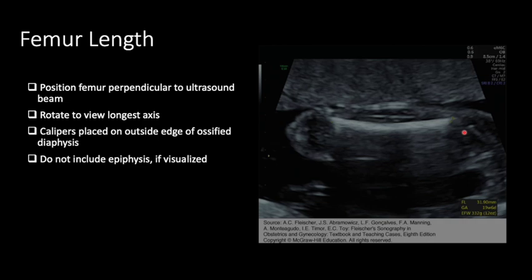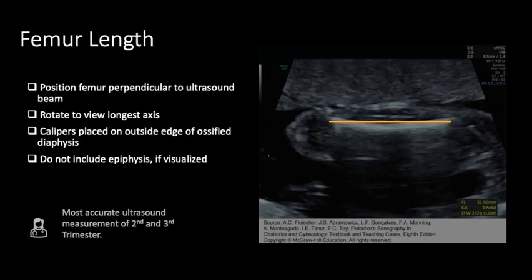You'll place the calipers on the outside edges of the ossified portion of the diaphysis, and if you do happen to see an epiphysis, that is not included in your measurement. So you take from one length to the other, and this is the most accurate ultrasound measurement of the second and third trimester.